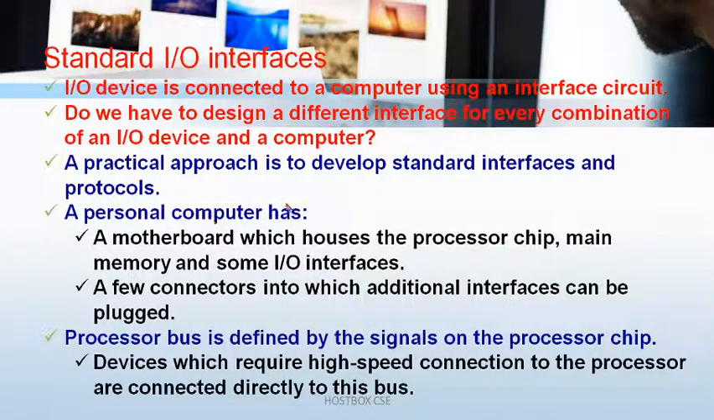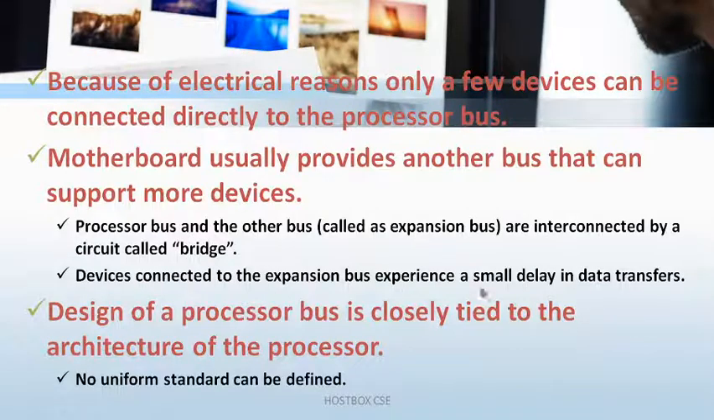Now a personal computer has a motherboard which houses the processor chip, main memory and some IO interfaces, and a few connectors into which additional interfaces can be plugged. Here the processor bus is defined by the signals on the processor chip, remember. Devices which require a high-speed connection to the processor are connected directly to this bus. Let's go to the diagram later. Because of electrical reasons, only a few devices can be connected directly to the processor bus. The motherboard usually provides another bus that supports more devices.